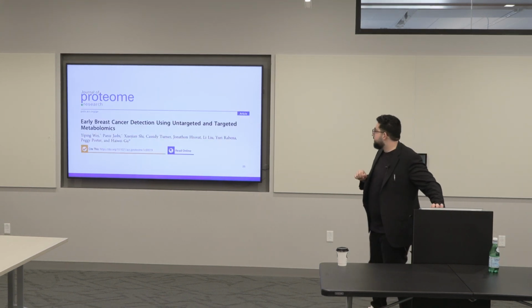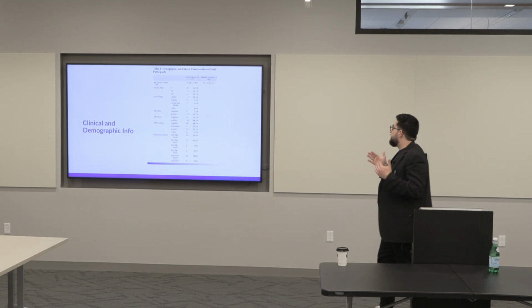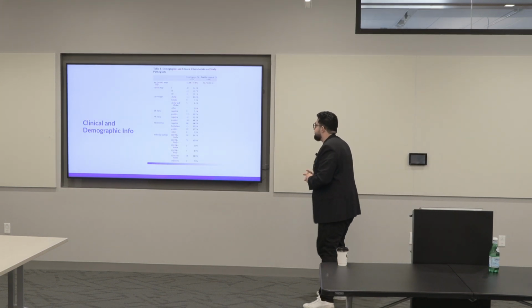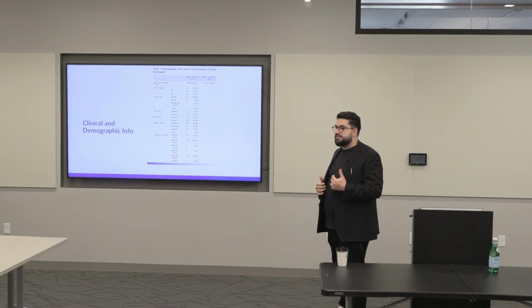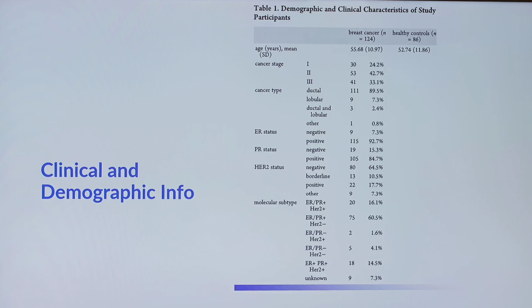That's it. Now we're going to go to early breast cancer detection. Again, here is the table of demographic and clinical characteristics. We have their age, cancer stage, cancer type. We were not able to accurately look at stage 1 cancer in our previous study. This is where we come back and say, okay, let's see what we can do with our new method. Can we detect stage 1 cancer?